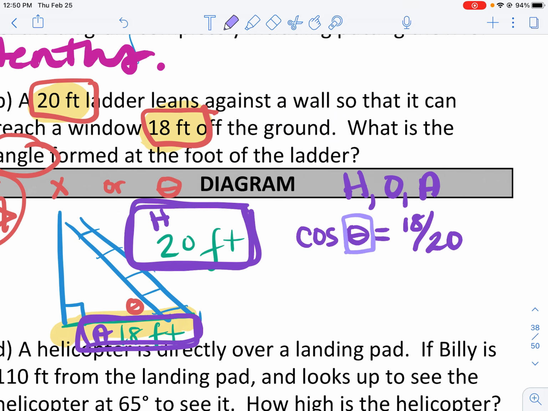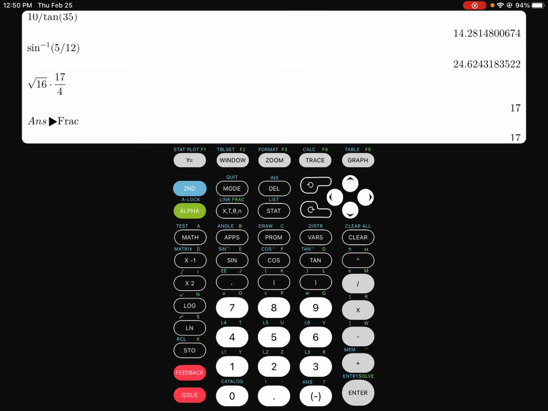Now, I know you guys know this. How do we get this theta by itself? We need to get rid of that cosine. The only way to do that is the inverse on both sides. So these are going to cancel. Theta, or our angle, is the inverse cosine of 18 divided by 20. So second cosine, 18 divided by 30.